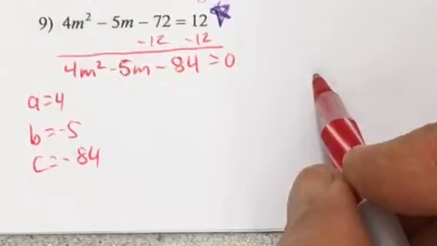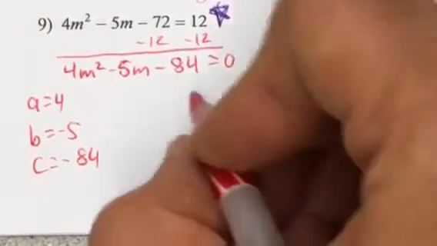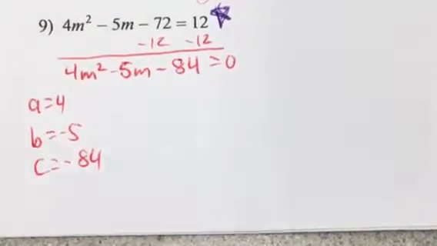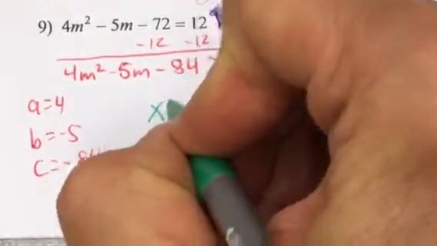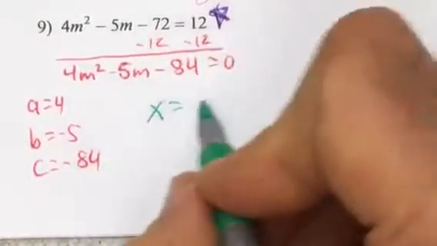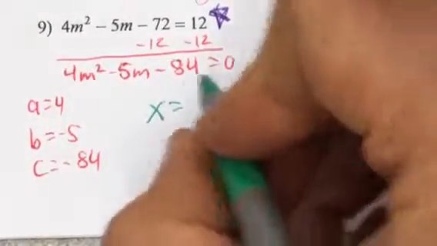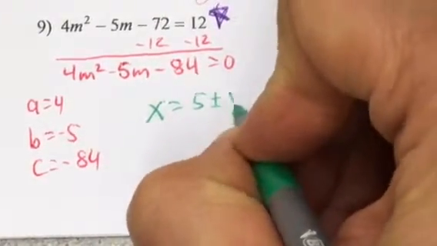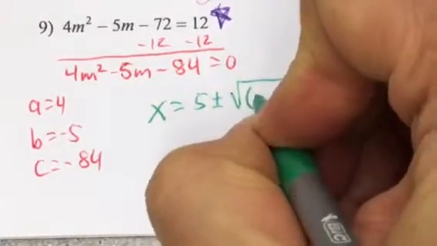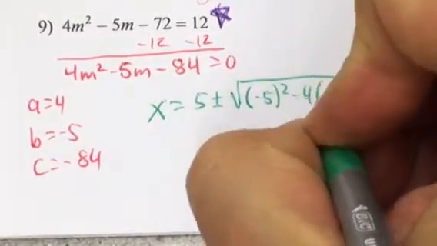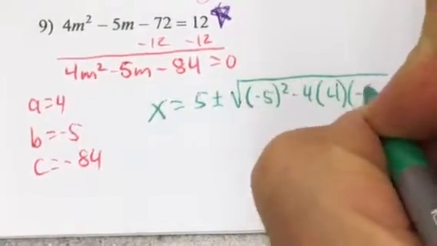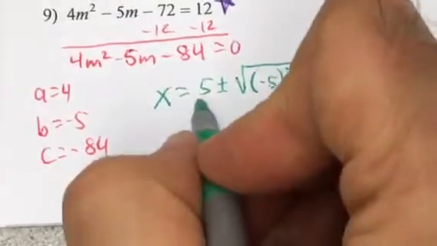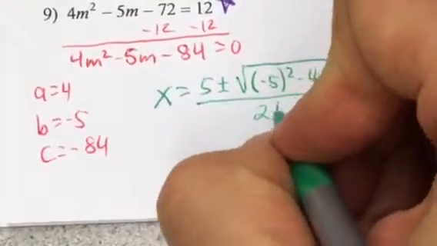I don't have much room here. I'm going to have to use up this whole bottom. Okay, let's go with x equals, or m equals, I should put that, equals the opposite of b. Negative 5 becomes positive 5 plus or minus the square root of negative 5 squared minus 4ac. Does it all fit? It all fits on the page. Good. All over 2 times a.